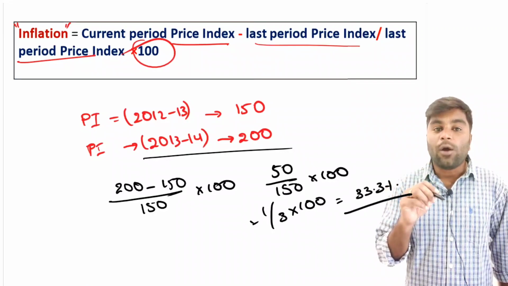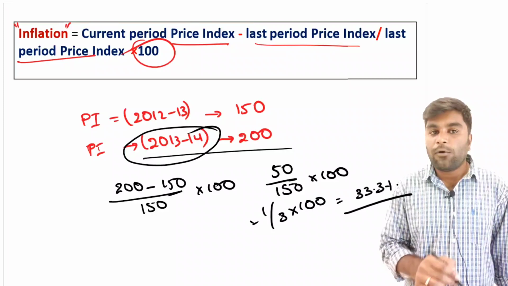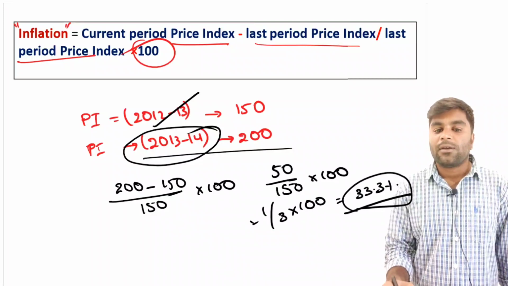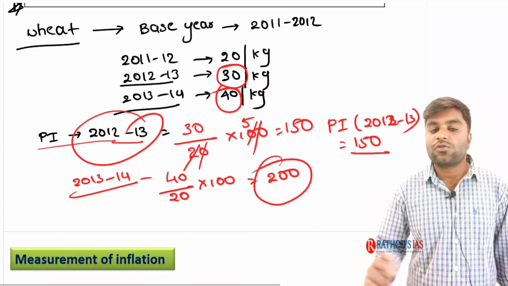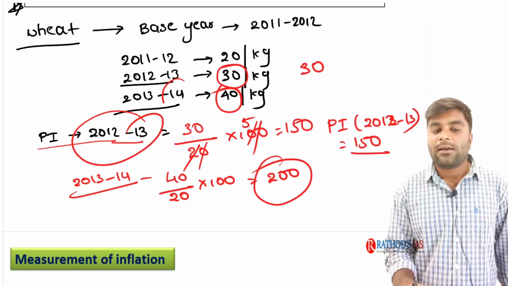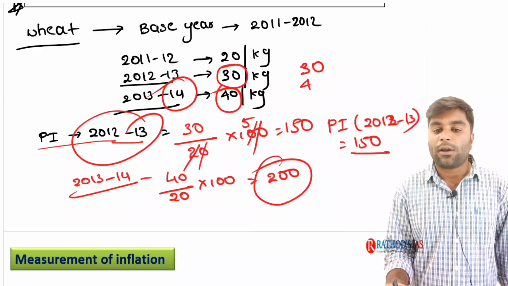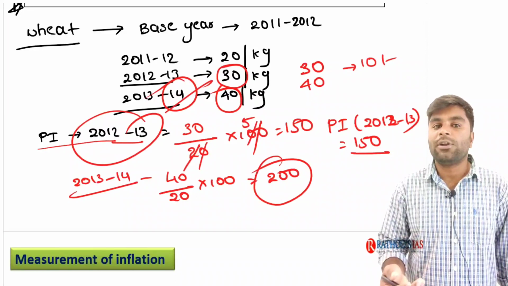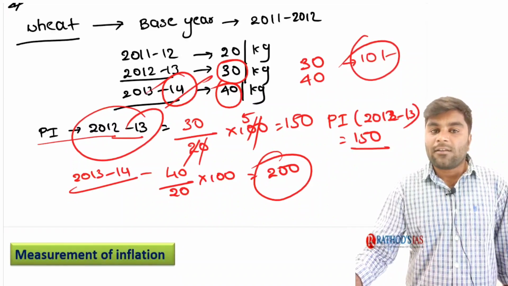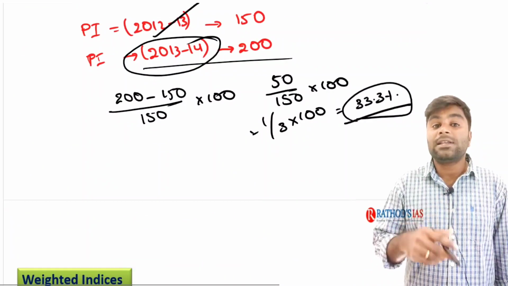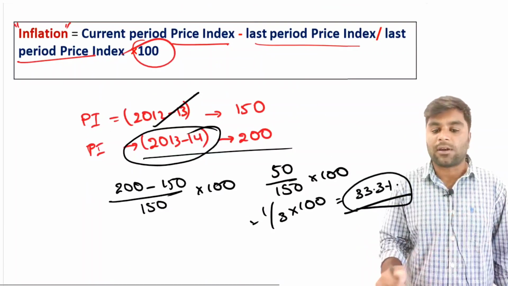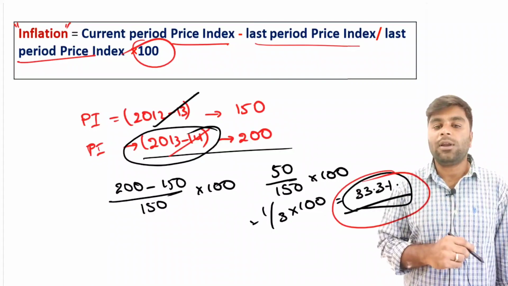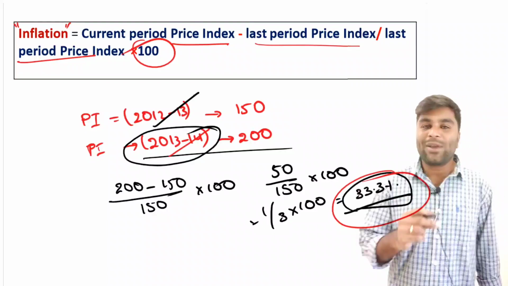So the inflation rate of wheat in the year 2013-14 when compared to the year 2012-13 is 33.3%. See, here the price of wheat in the year 2012-13 is 30 rupees and in the year 2013-14 is 40 rupees. So what is the difference? 10 rupees. We cannot simply express the inflation of wheat in 2013-14 when compared to the previous year as 10 rupees. We express the inflation rate as a percentage change in the price index of the current year when compared to the previous year. So when we calculate the inflation rate this way, wheat's inflation in the year 2013-14 is approximately 33.3%. So this is how you calculate inflation.